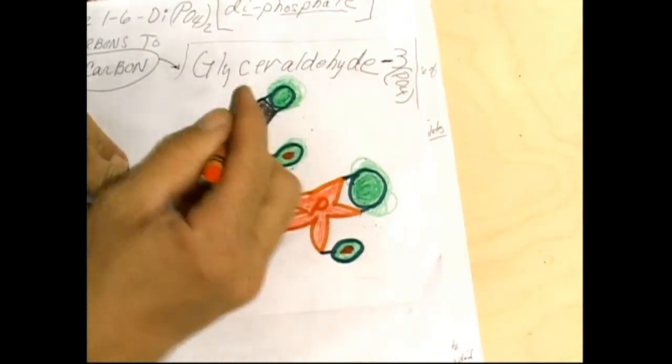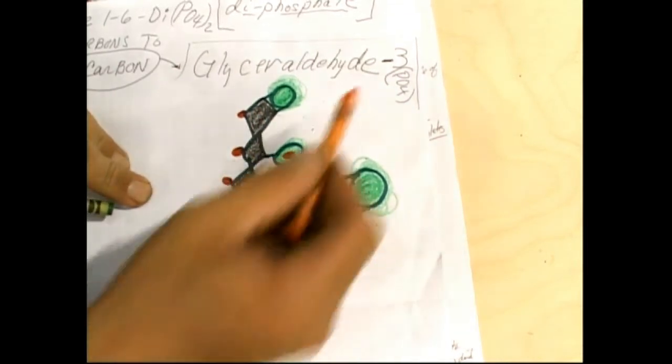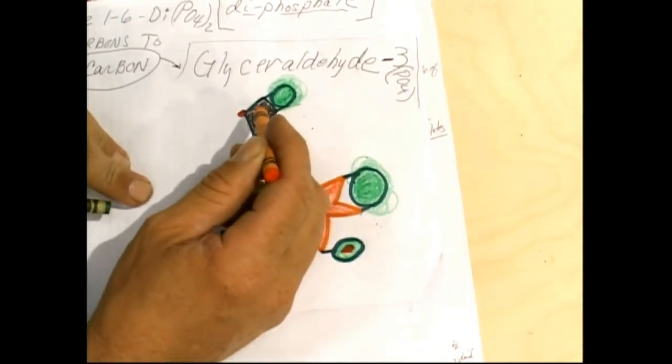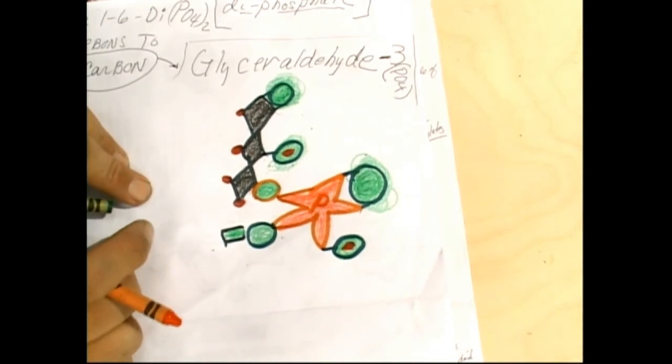Glyceraldehyde. Aldehyde is up here. Glycer is 3. 3 phosphate because you count the carbons. 1, 2, 3. The phosphate is on the third. That doesn't mean 3 phosphates. This probably confuses a lot of kids.